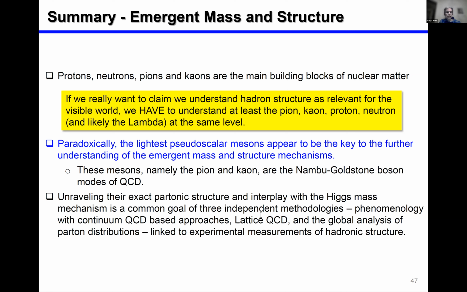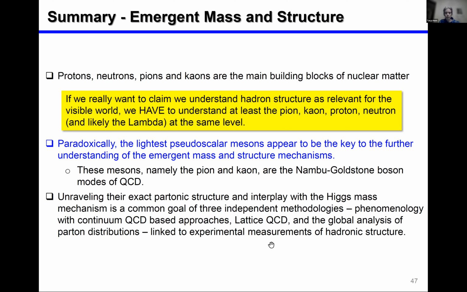And these mesons in particular are namely the pion and kaon, which we also know as the Nambu-Goldstone modes of QCD. Very importantly is this last point, because we are profiting in our progress from the strong links between the different aspects of phenomenology: the continuum QCD-based approaches, lattice QCD, and the global analysis of particle distributions. All of them play a role and are interconnected and are needed for making the progress here. And all of them overall, of course, are also linked to the experimental measurements.